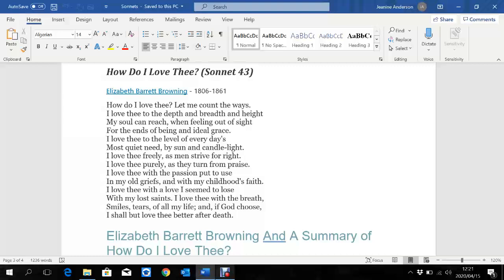So she's talking about how she loves him, like the depth of her love.